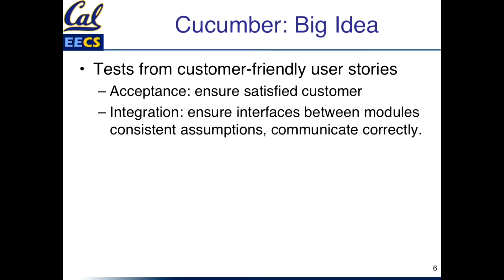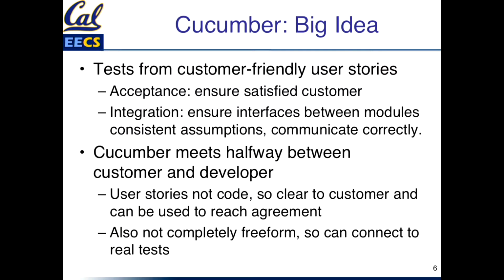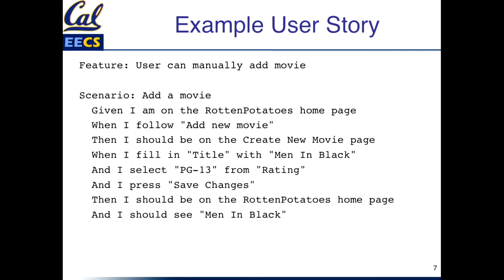Okay. So this is what Cucumber is about, going from these customer-friendly acceptance tests, user stories, to get both acceptance tests and integration tests out of them, if you remember that from before. It does this by going halfway in between. So it's still not code, it's kind of English so that the customer can understand it, yet it's not completely free-form so the computer can understand it as well.